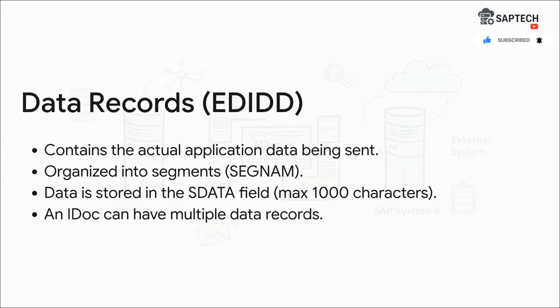So if the control record is the envelope, then the data records, well, that's the actual letter inside. This is the good stuff, the actual business data, the item numbers, the quantities, the prices. This information is neatly organized into chunks called segments, and it's all stored in the EDID table.